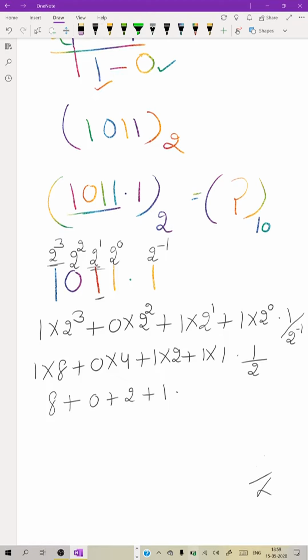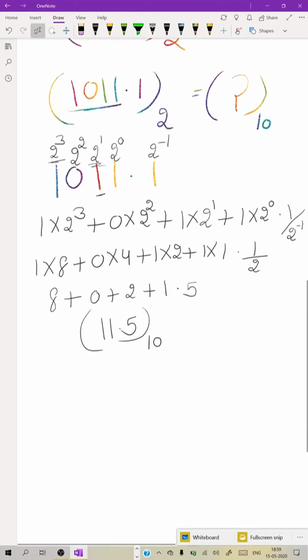So you can calculate in this way, and then you can write down here 0.5. So now you can add it. 8 plus 2 is 10, 10 plus 1 is 11, plus 0.5 is 11.5, and this is my decimal number.